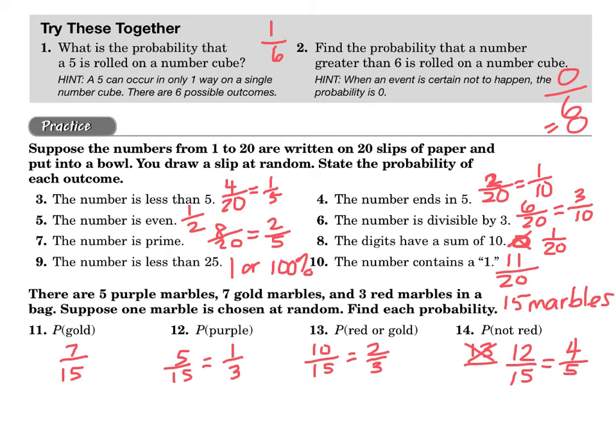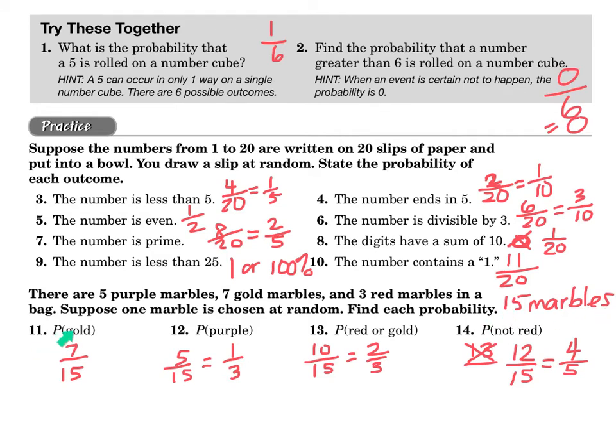In the next section, you have numbers of marbles. We have 5 purple, 7 gold, and 3 red marbles in a bag. That's a total of 15 marbles. So we need that number in order to continue with the problems. That's the first thing you would have identified had it not been written out like this one. So 15 marbles.